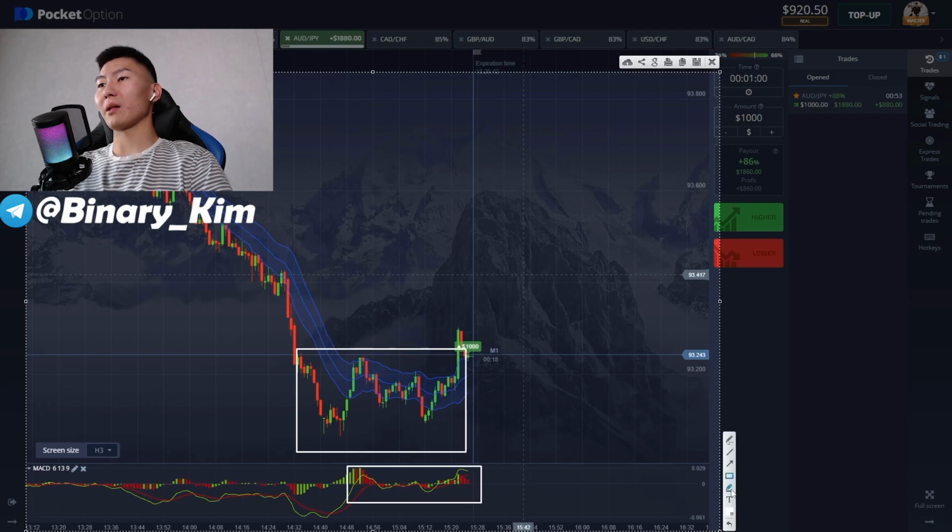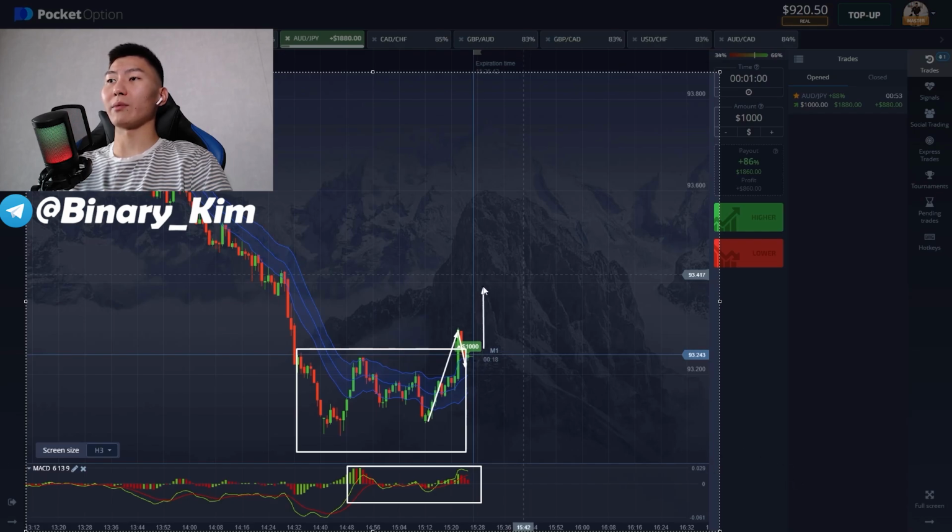The Keltner channel is helping us out here. We see the breakouts, the descent, the pullback, a good correction touching the channel's upper boundary. And I guess in the future we are likely to see the price going up. That's why we open the long position.